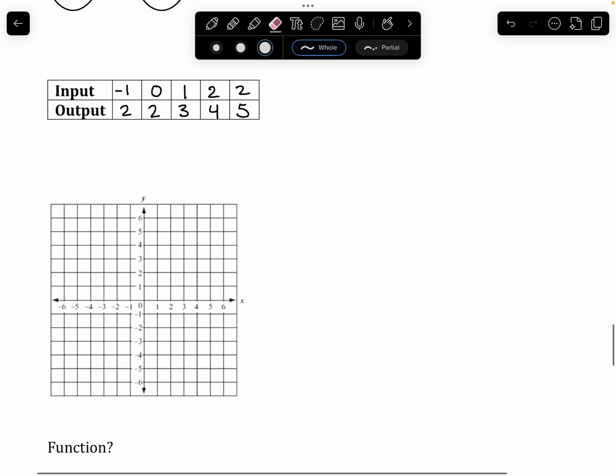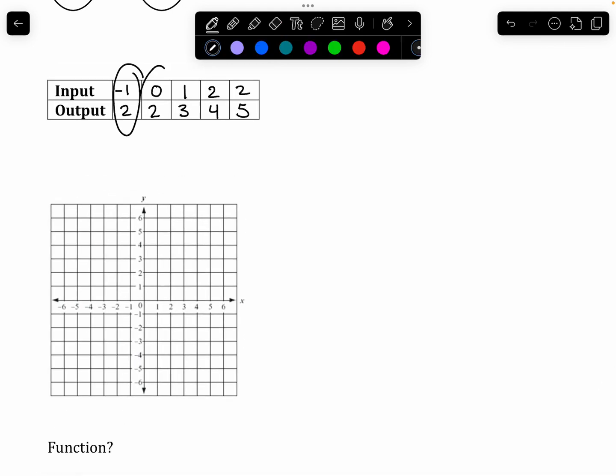What I'm going to do is use my input and my output values as coordinates, and I'm going to graph these on my graph down here. -1, 2 is located there. 0, 2 is located there. 1, 3 is located there. 2, 4 is located there. And then 2, 5 is located there.